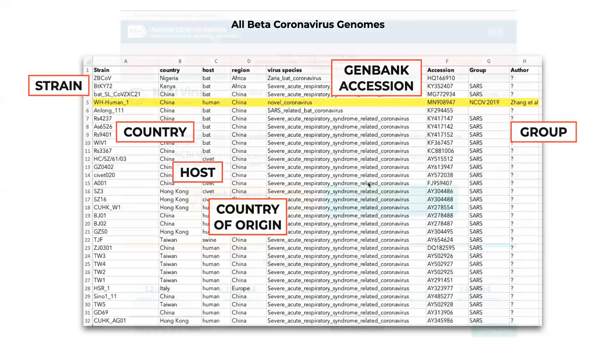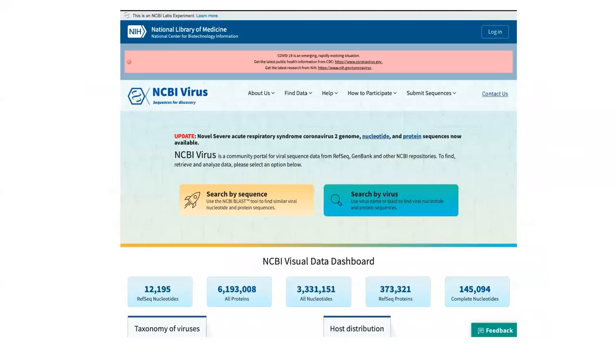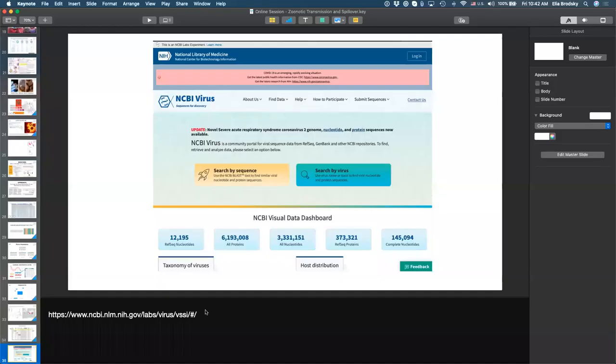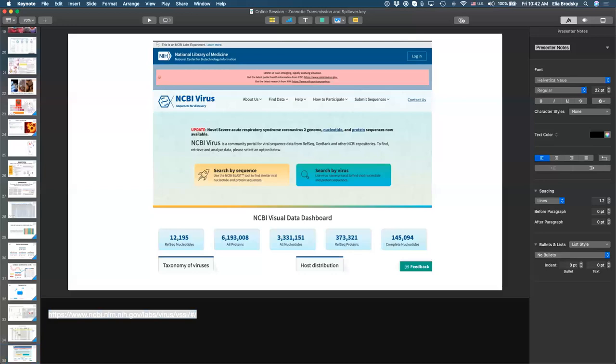So let's take a look at where we can find this. We can go to this link. Let's go there together and just take a look at what could be found. So we'll go to this link.